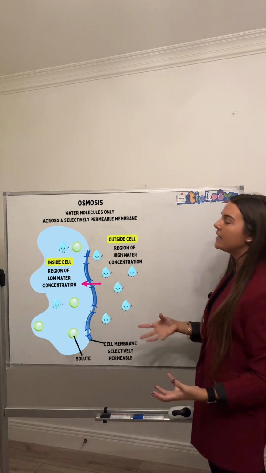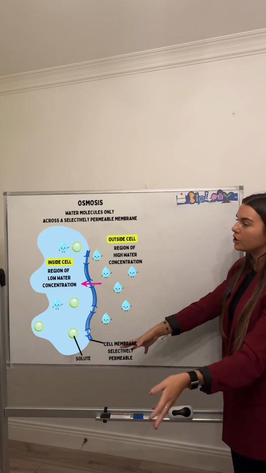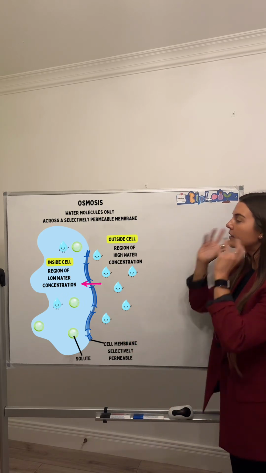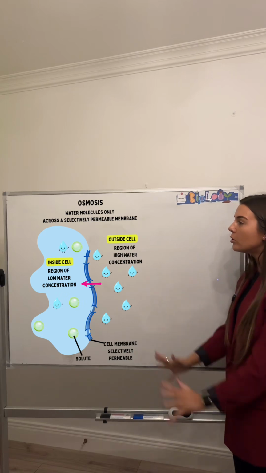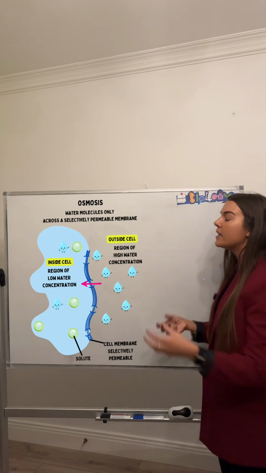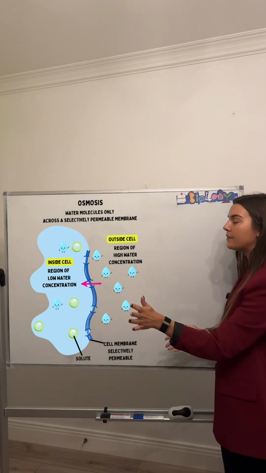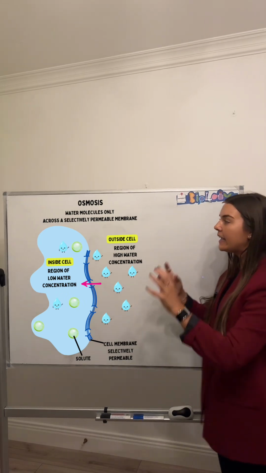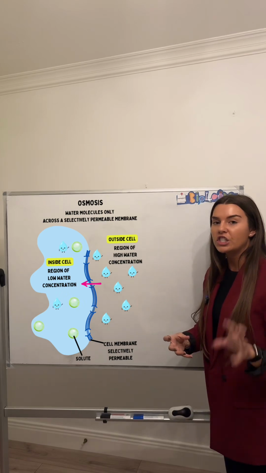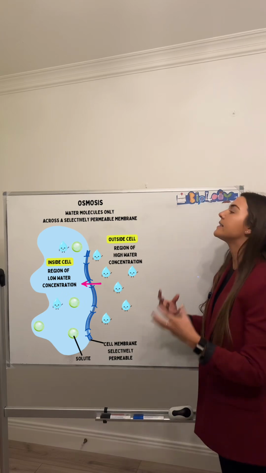Imagine I get a plant and I'm going to water the plant. So I put all of this water into the soil. Now the soil has higher water concentration than the plant cells themselves. Water is going to move from the soil in through the selectively permeable cell membrane into the lower water concentration in the cells themselves, because that's what osmosis is.